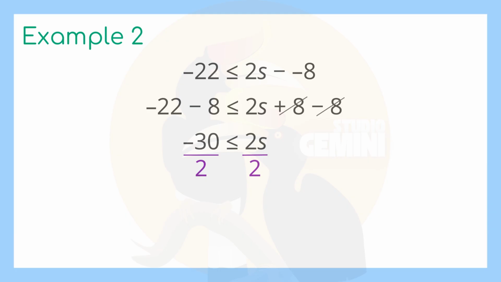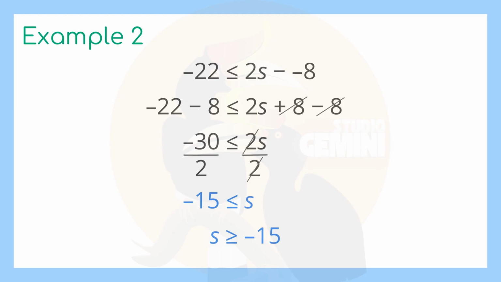To simplify, negative 30 divided by 2 is negative 15, and on the right, 2 divided by 2 cancels out and leaves us with just s. So we have negative 15 is less than or equal to s as our final answer. Sometimes it's easier to read answers with the variable written first, like this. Either of these would be correct final answers.